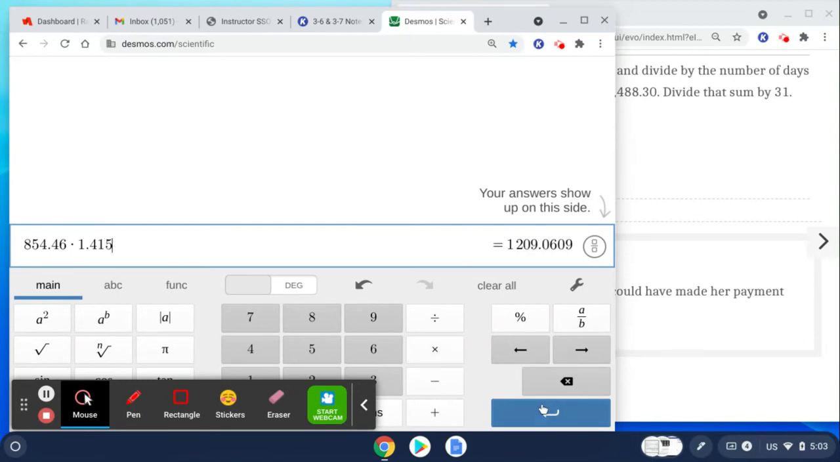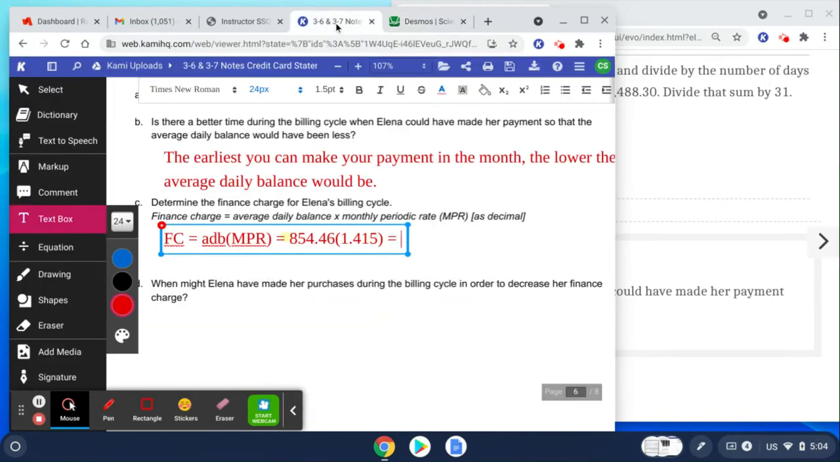Now that comes to 1209. And so I'm looking at this going, huh, I didn't do something. What am I supposed to do when I put in a percent again? Remember how we're supposed to convert this to the decimal always? 0.0415. And there's my $12.09. So there's my finance charge. So remember to convert this 0.0415. And look, we put right there as a decimal to help you remember.